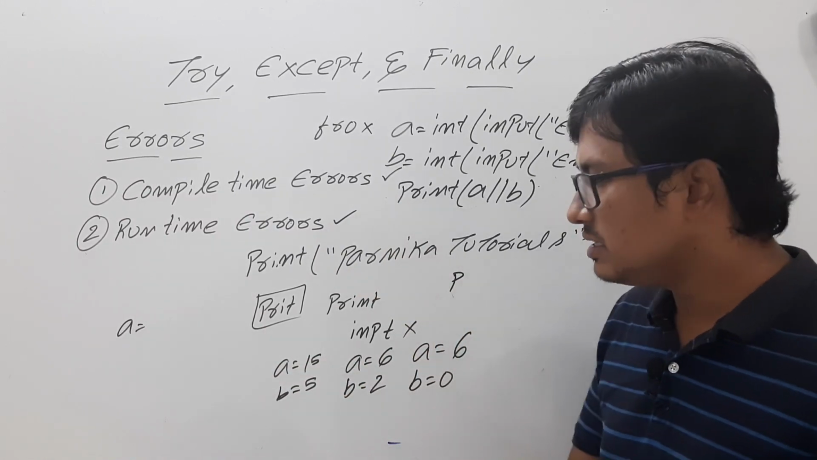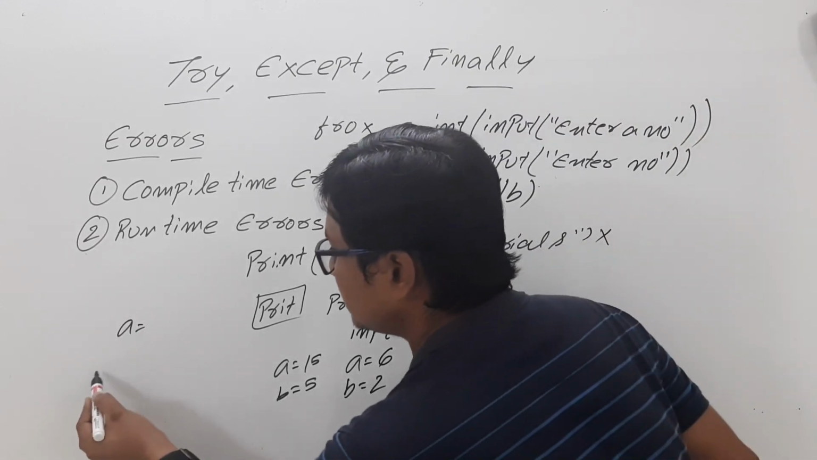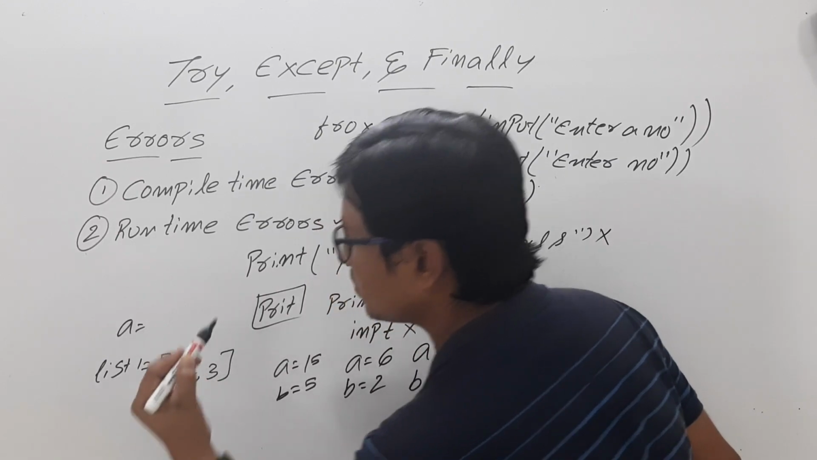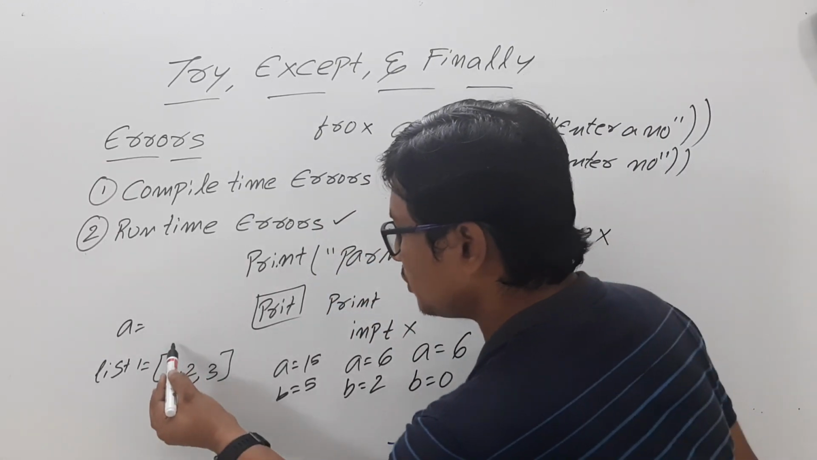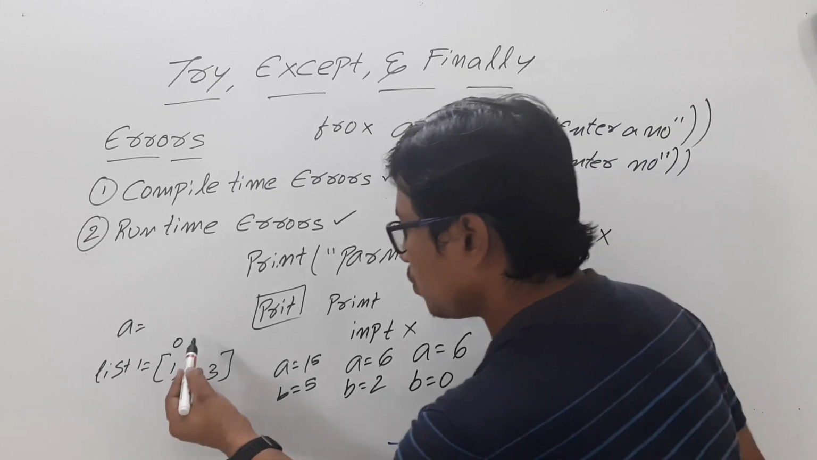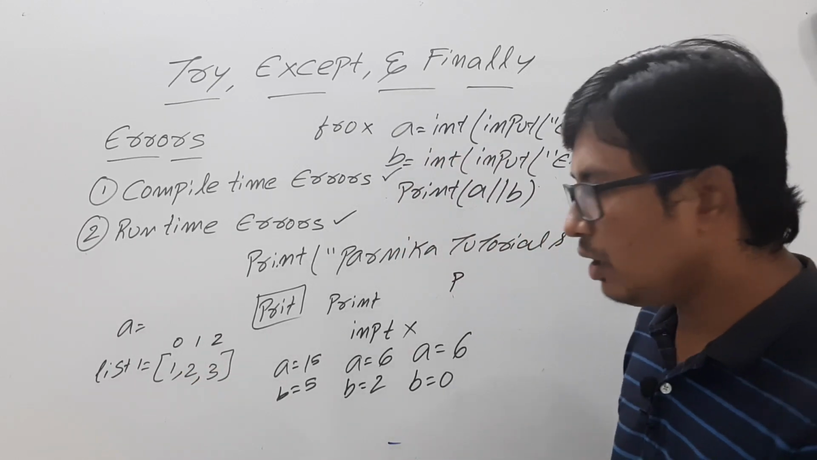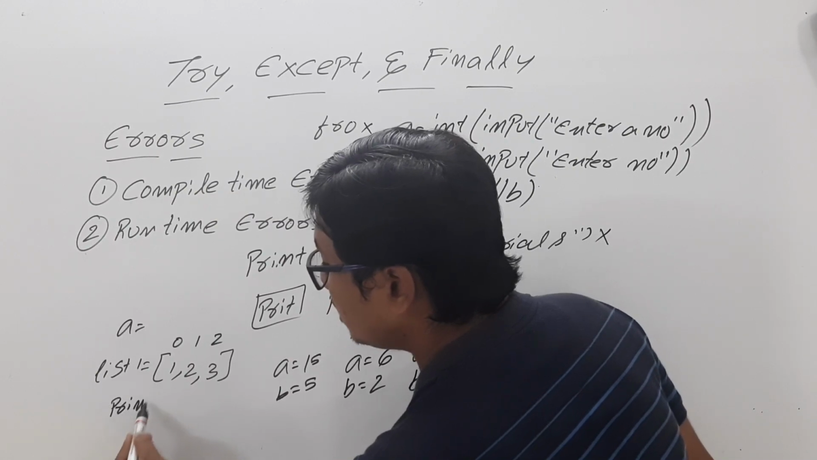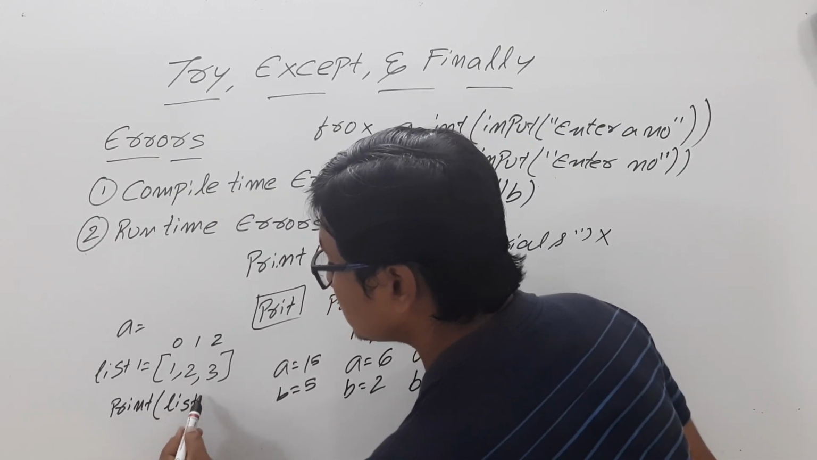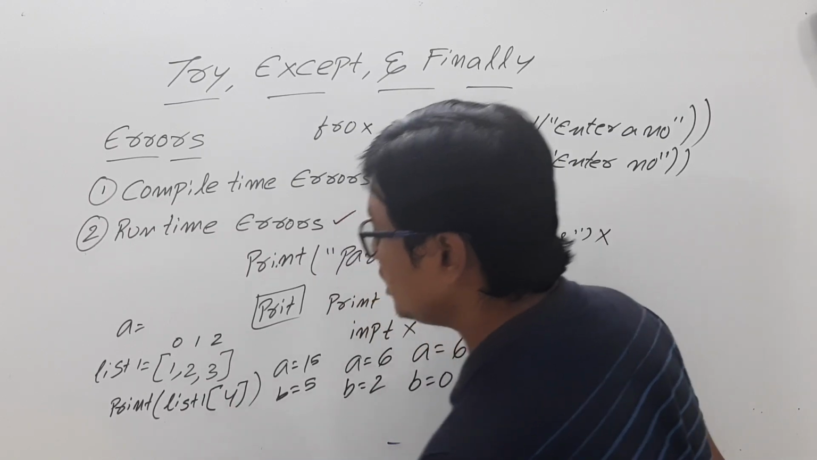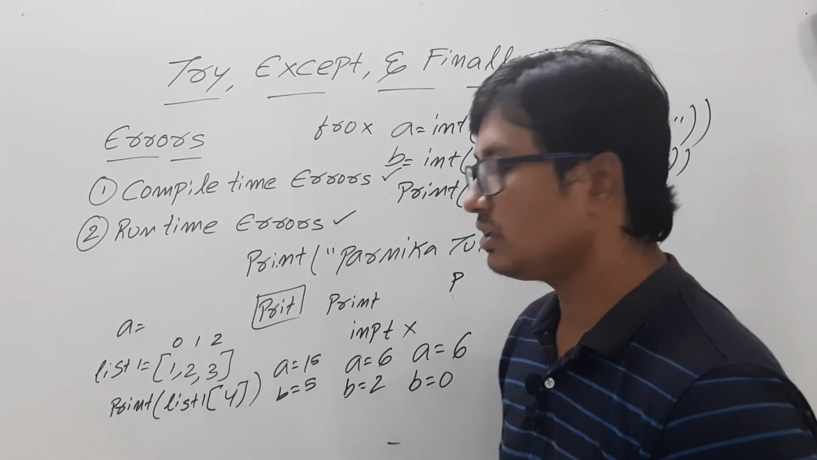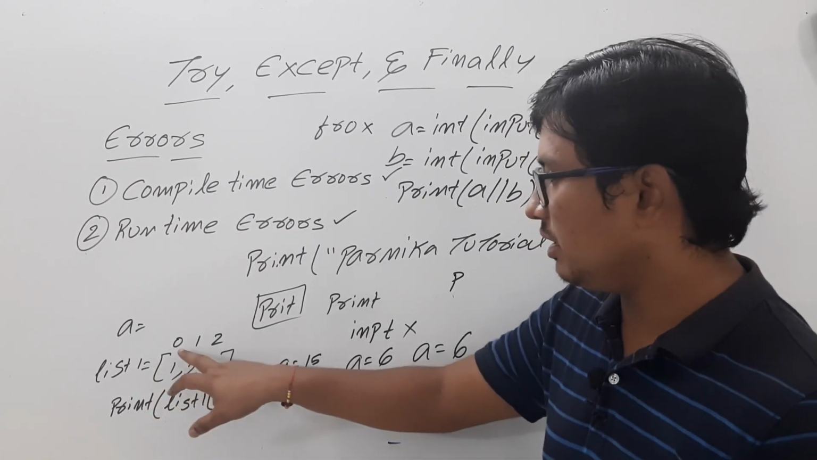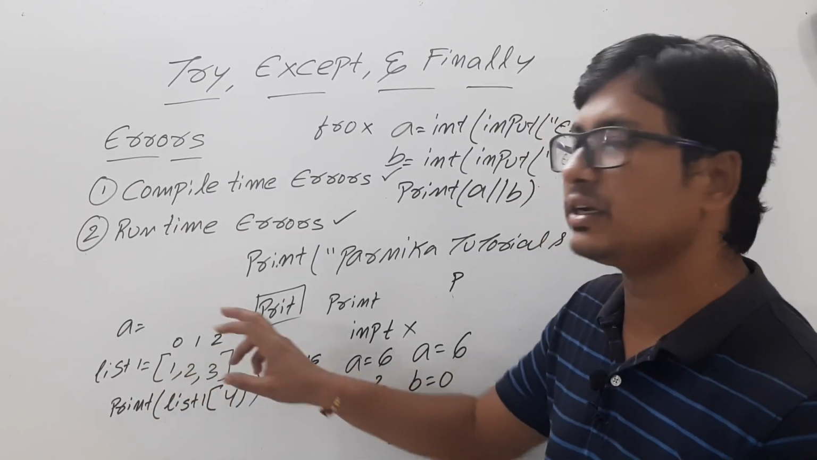Similarly, let's take that I have a list. List 1 is equal to 1, 2, 3. And you know that the index will start from 0. This is 1, this is 2. Now, user wants to print the value at index 4. Does any value exist at index 4? There is no value at index 4 because this list consists of 3 elements. They are stored at index 0, index 1 and index 2.